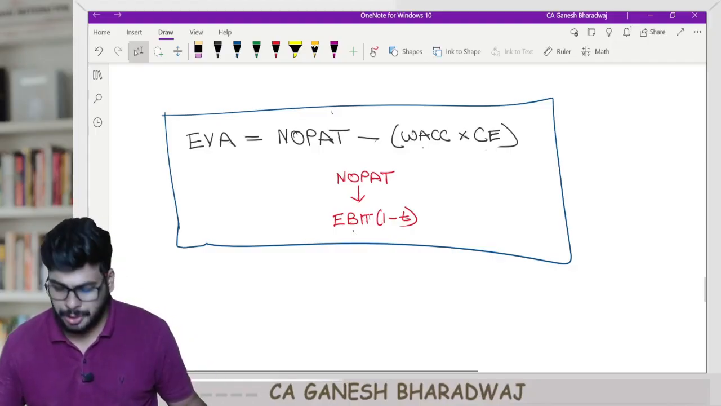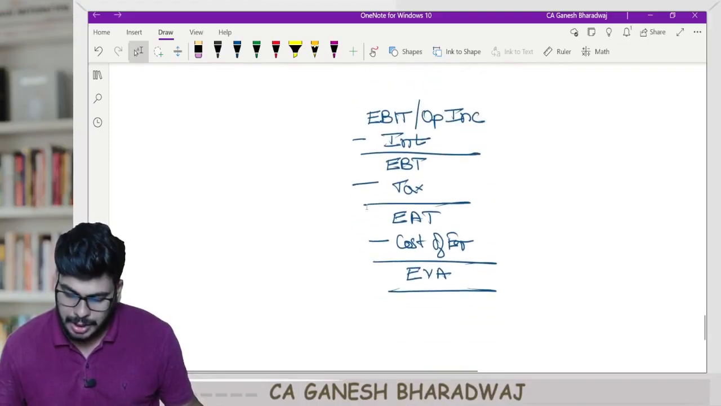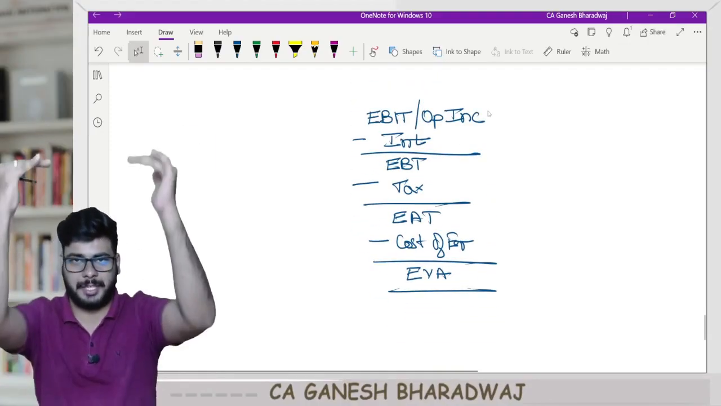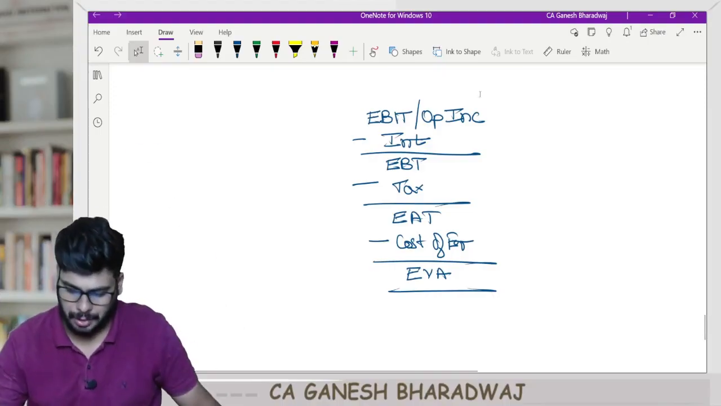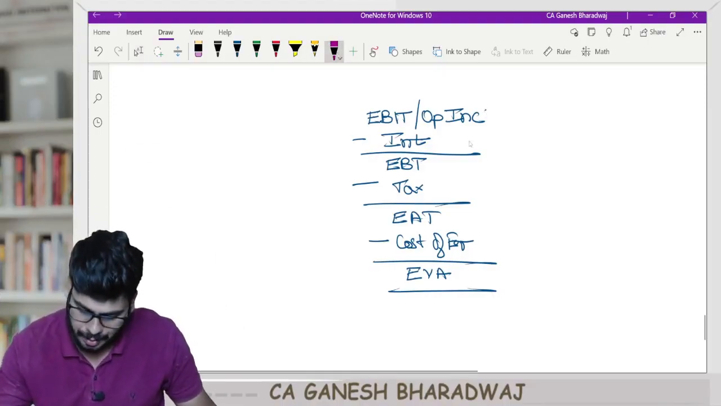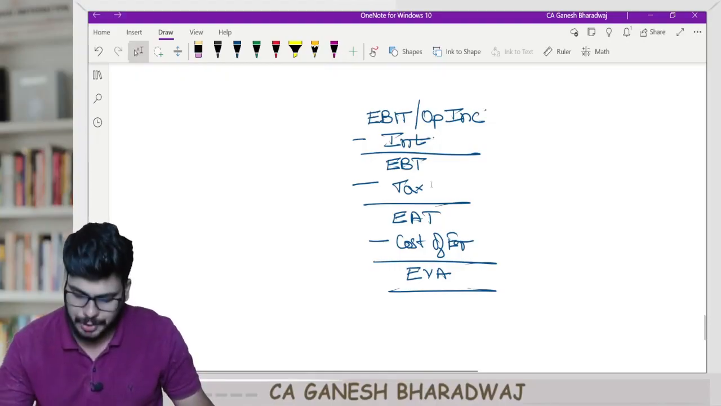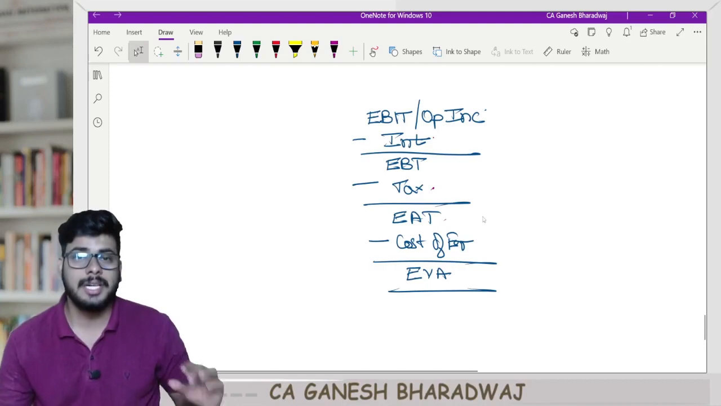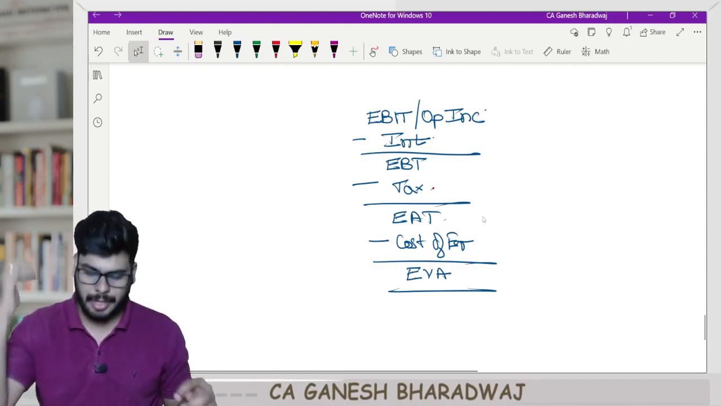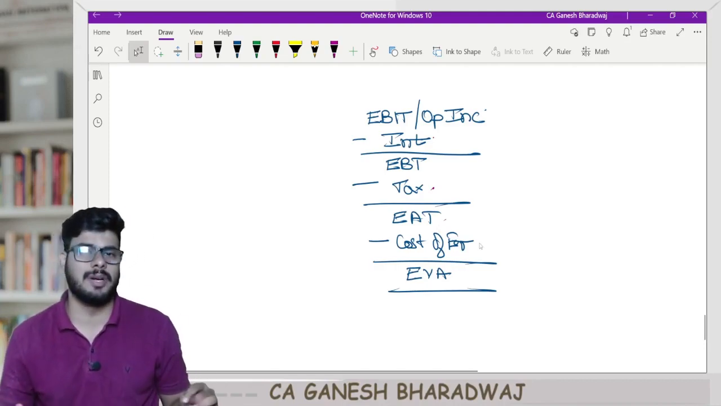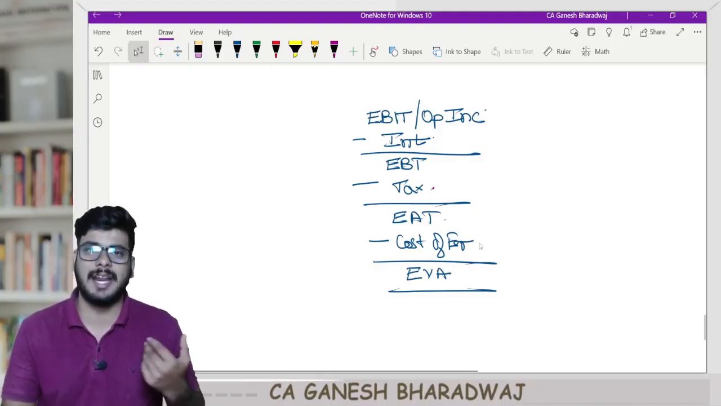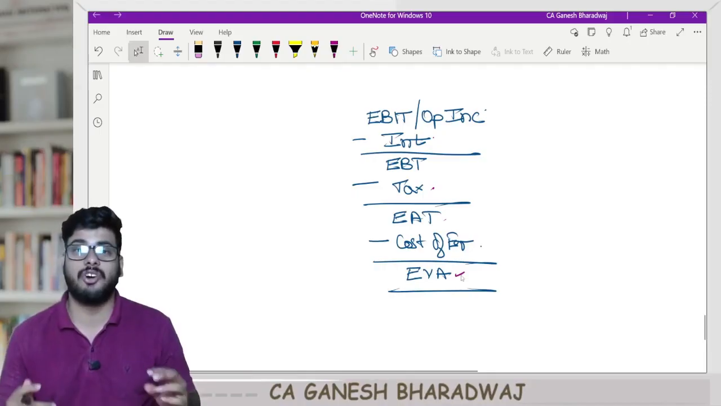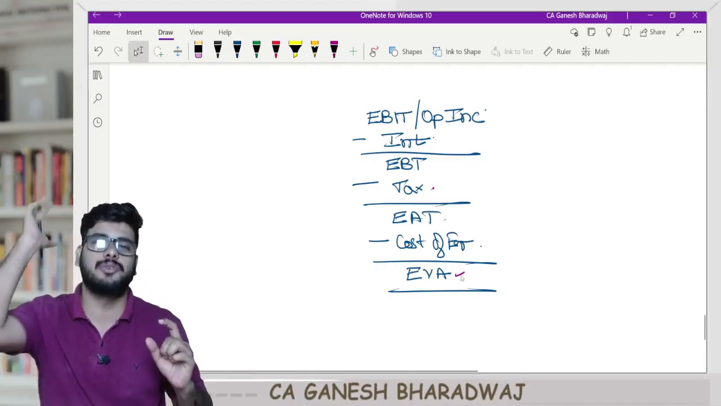If I were to put this on a statement approach, this is how it will look. In our income statement, I told you, EBIT minus interest gives you EBT, minus tax gives you EAT, right? Now, from this, let us also reduce the cost of equity. What is the cost of equity? The basic return expected by the equity shareholders. Whatever you have in excess is called the economic value added. Are you clear with this?